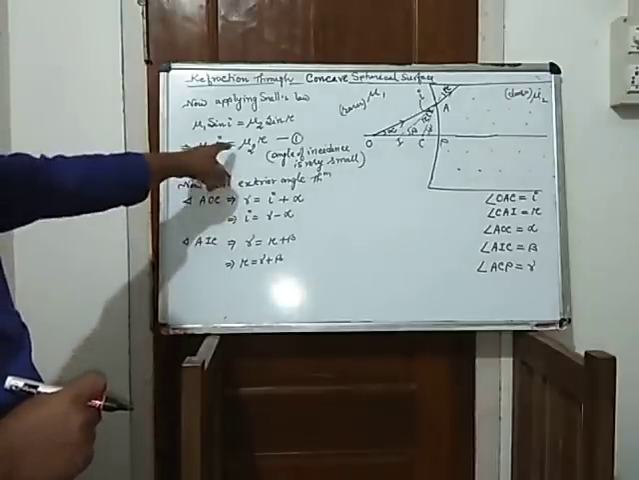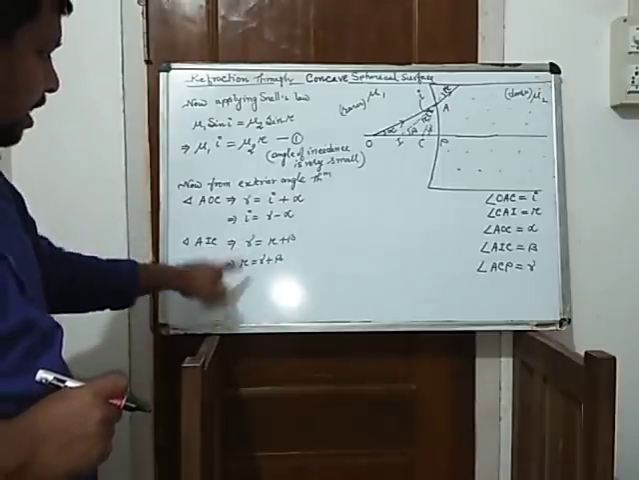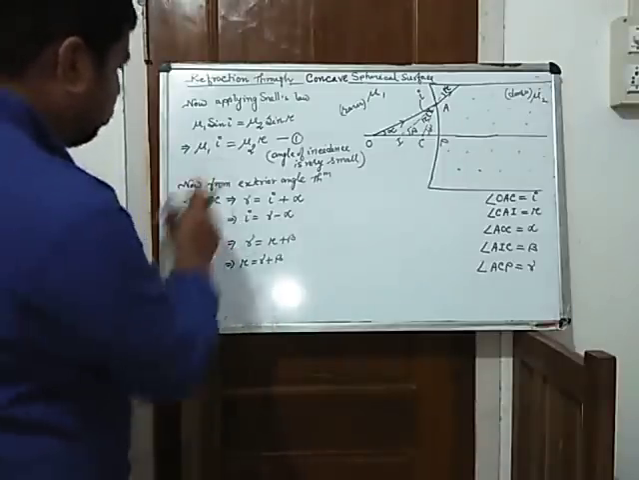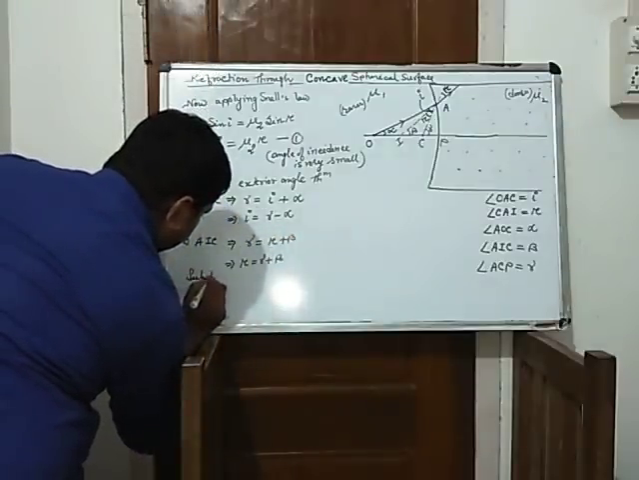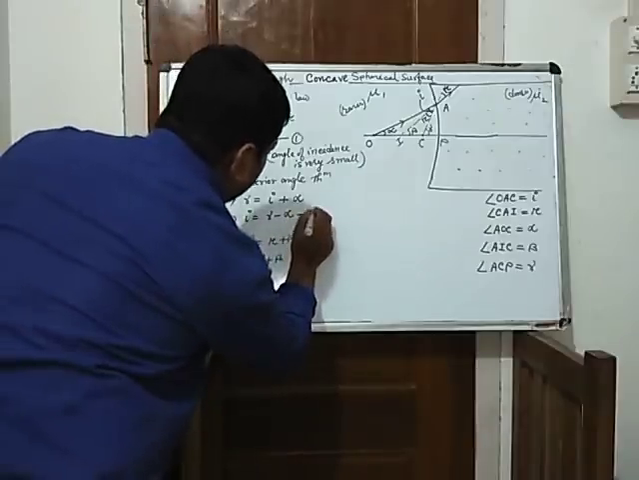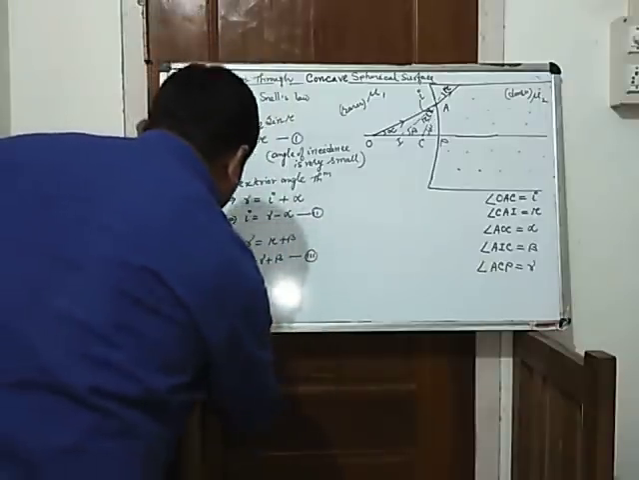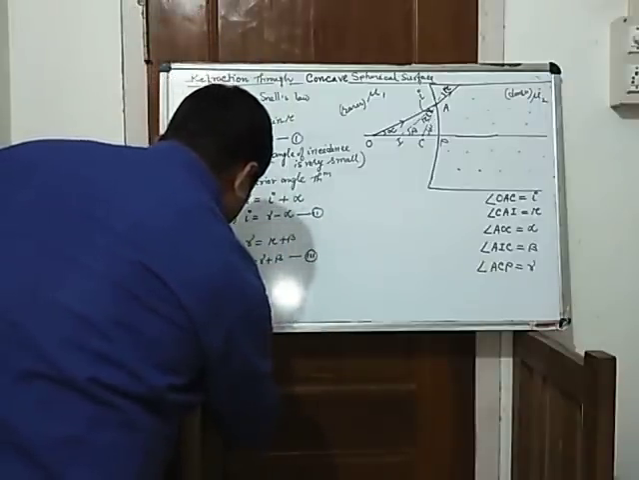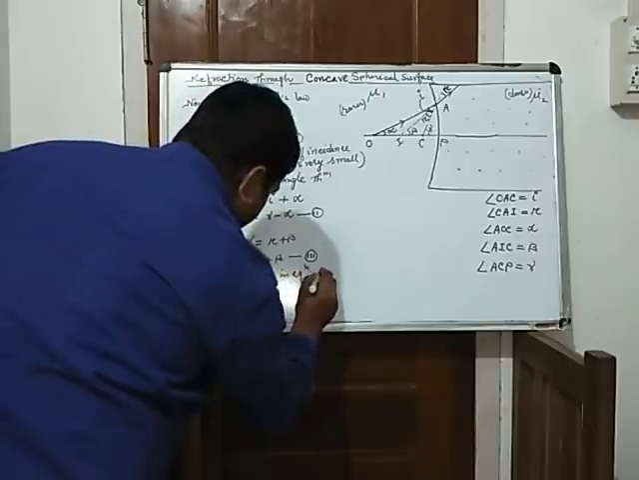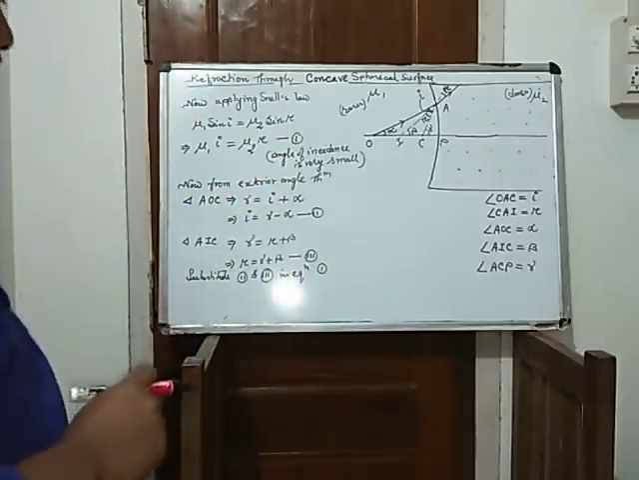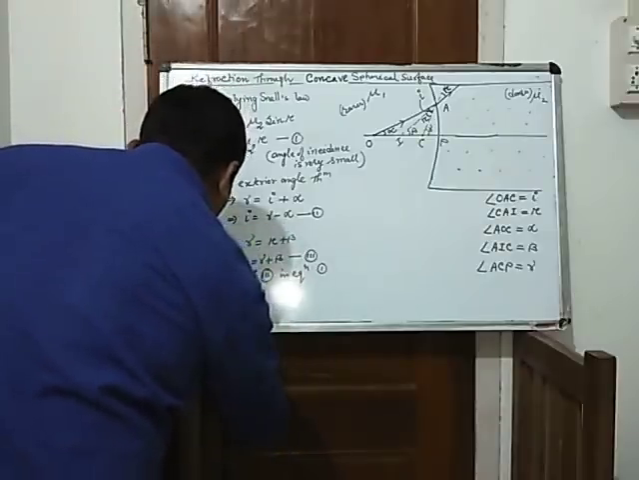Now we substitute i and r in equation 1. This is equation number 2 and this is equation number 3. Substitute 2 and 3 in equation 1, giving mu 1 times i.